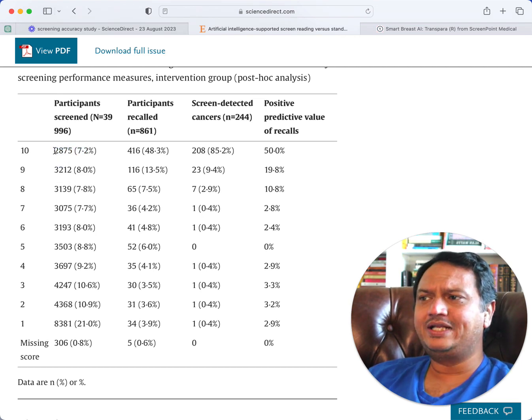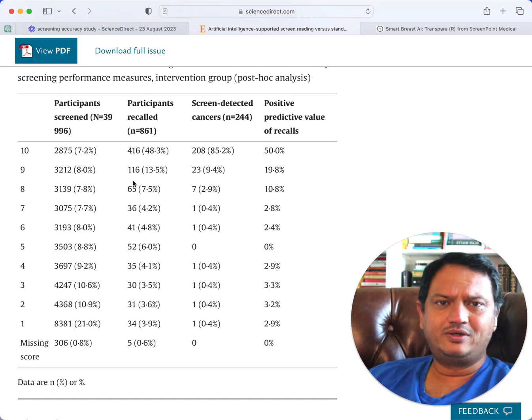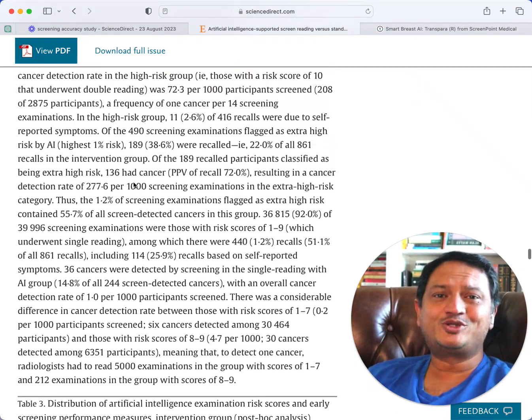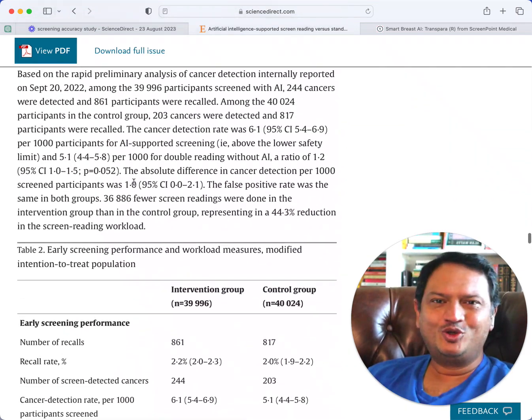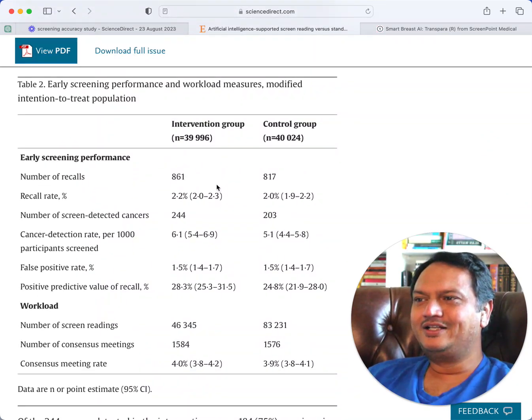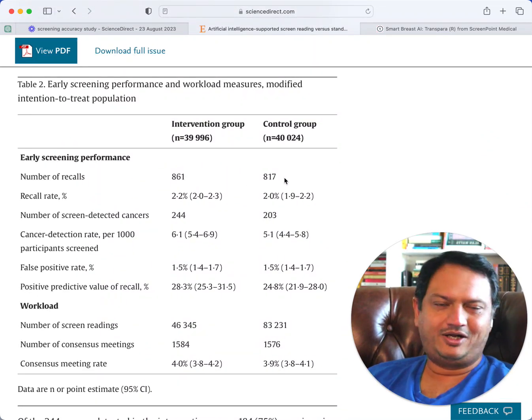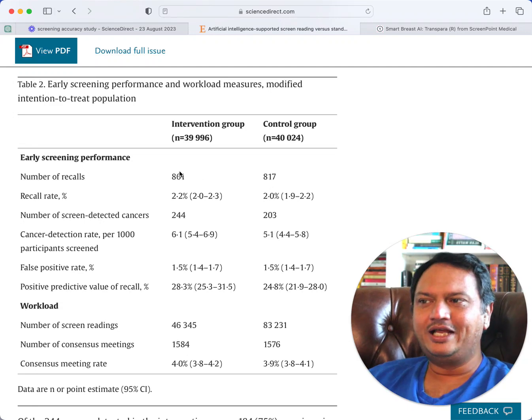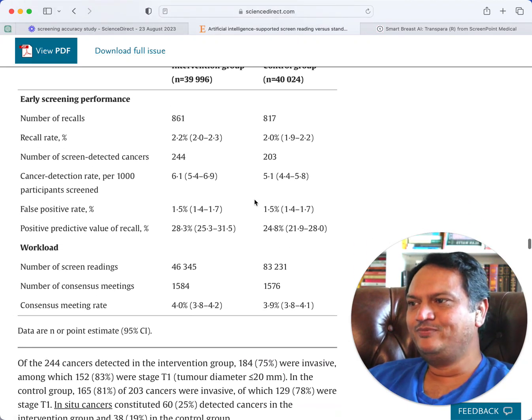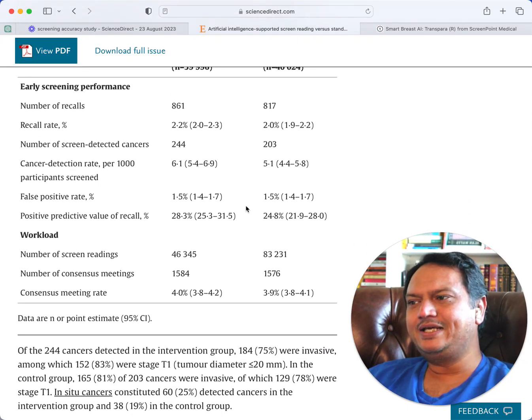I doubt there are any cancers missed in those that were not recalled with a score of 10, because the cancer detection was still more than in the two radiologist group. Even when two radiologists look at it, they are calling fewer people, not statistically significant, but number-wise slightly fewer people, right? So this is an interesting study to look at to see how you can use AI.